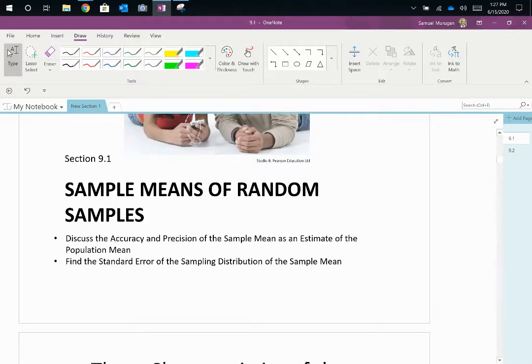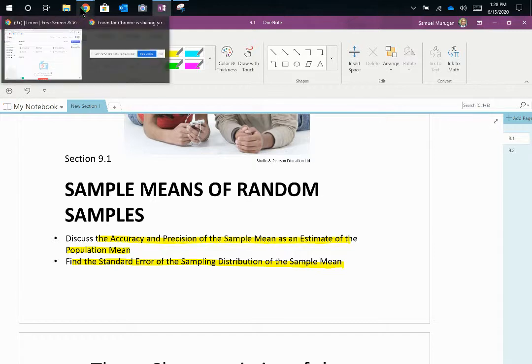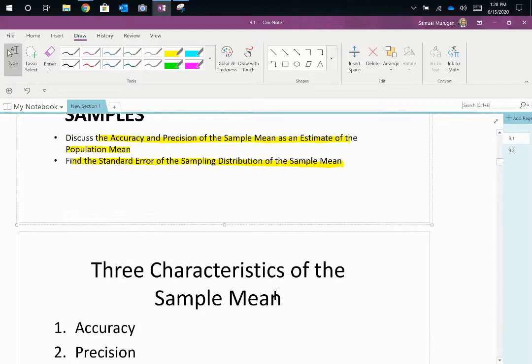So the objectives for this chapter, the outcomes: sample means of random samples. We're going to discuss accuracy and precision of the sample mean as an estimate of the population mean, and find the standard error with the sampling distribution of the sample mean. Now, I just wanted to make sure that we are clear about some of the definitions.